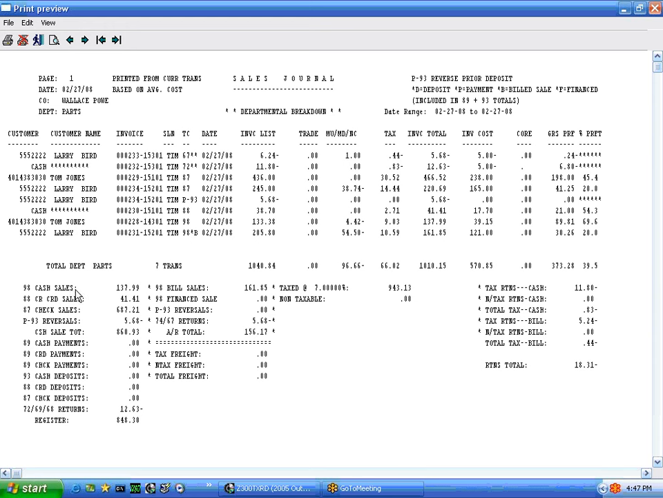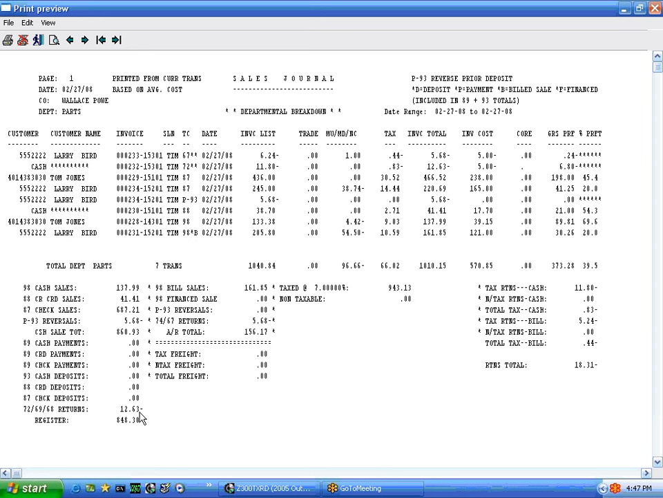This will tell me exactly how much is in the cash register. What do we do for cash? What do we do for credit cards? What do we do for checks? What did we return? What did our total cash sales be? How much returns did we have?